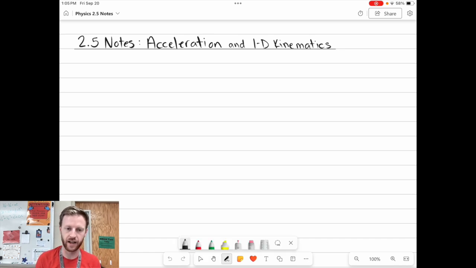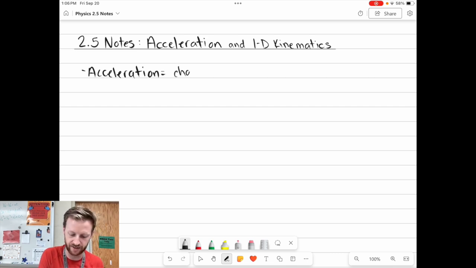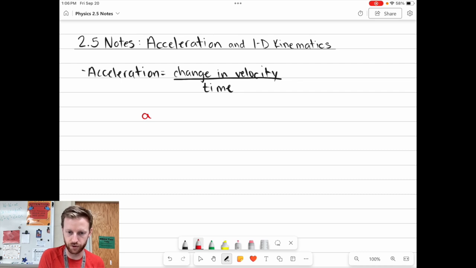Let's go ahead and get ourselves a definition for acceleration. So acceleration is the change in velocity over time. Got a little carried away there. Change in velocity over time. And if I were to write that in equation form, I would get A for acceleration, which is equal to delta V, which is change in velocity, divided by time.